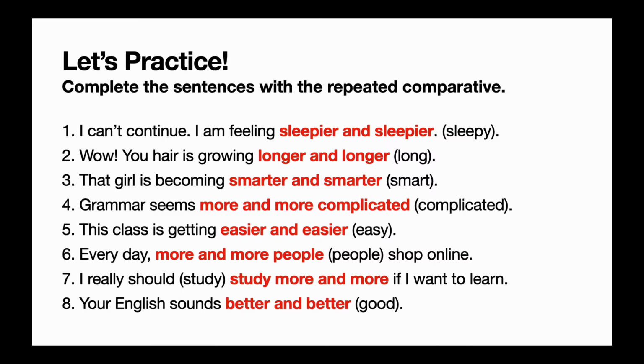So these are the answers you should have come up with. For number 1, notice that you can say sleepier and sleepier because even though this is an adjective of 2 syllables, it ends in Y. You could also say more and more sleepy. For number 6, we have people, which is a noun, so we just say more and more people. With number 7, study is a verb, so we put more and more after the verb. And for number 8, good is an irregular adjective, and the comparative form is better.